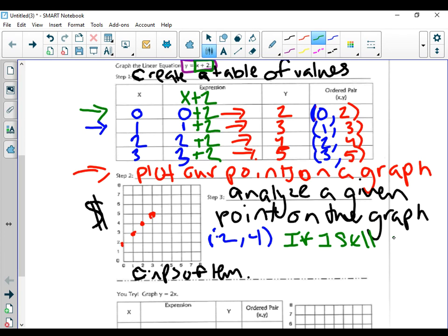So if I sell 2 cups of lemonade, I make $4. And that's it. That's all I'm looking for in this instance. That's all I'm looking for when I ask you to analyze a graph is tell me what that specific point means within the context of the word problem that you've been given. So again, if I sell 2 cups of lemonade, I make $4. That is the analyzation.